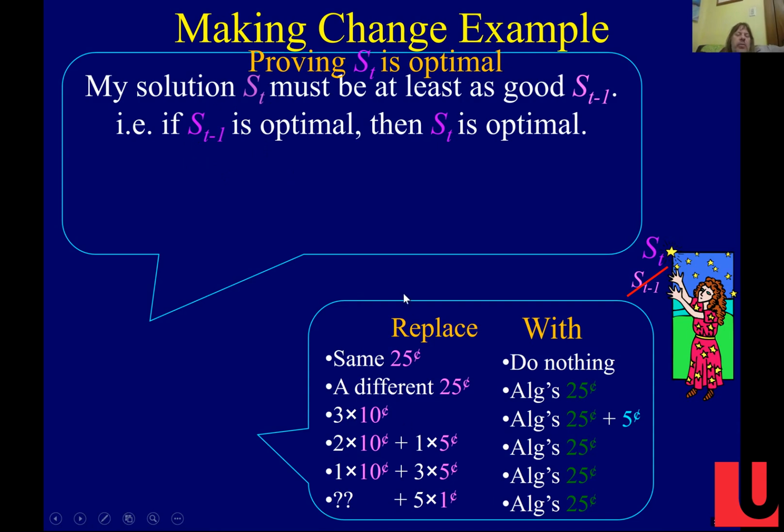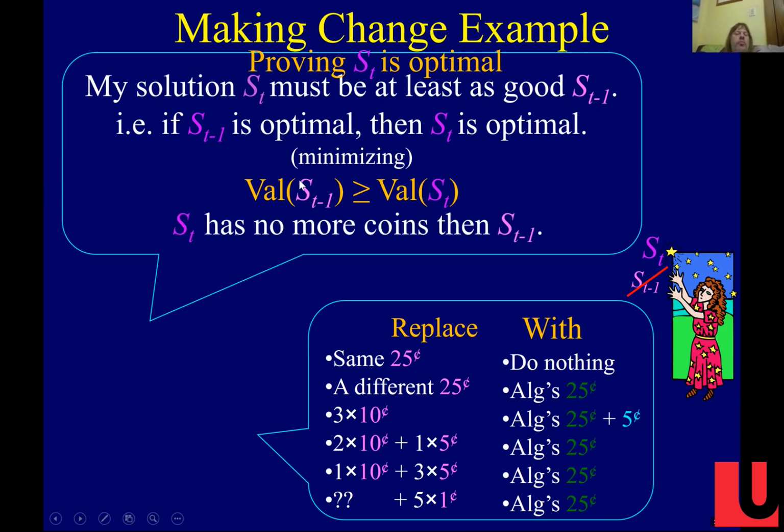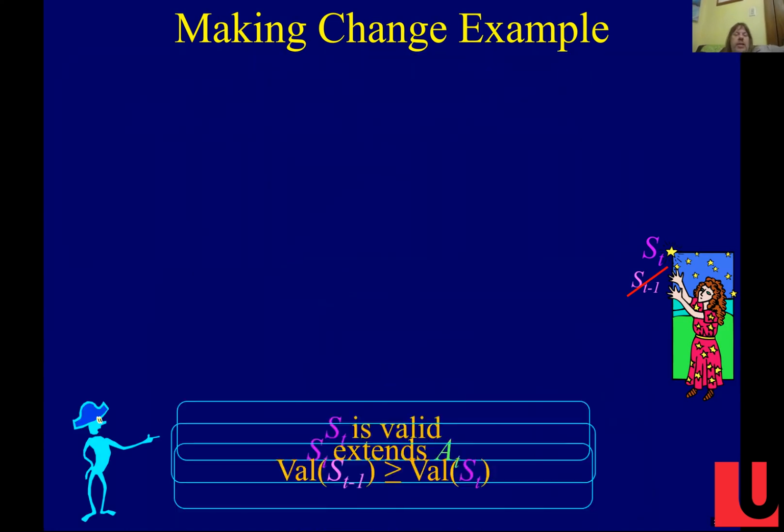But at any rate, even if you're promised that ST minus 1 is optimal, you still need to consider these cases because you want to make sure that all the various cases have been considered, right? Now we're trying to minimize the number of coins. So we're going to say the number of coins in our new solution is no more than the number of coins we had before.